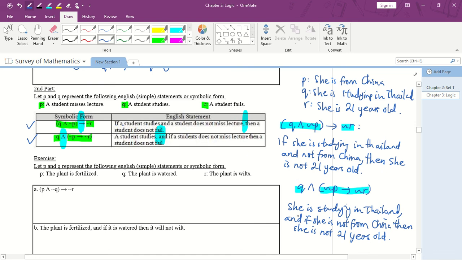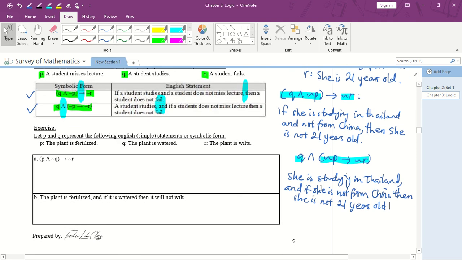It's Q. "And" means "and", but we separate with a comma because we are separating both of these. And "if she is not from China, then she is not 21 years old." The negation of P and negation of R. And we have this one, that's why we have "if" and "then". So it's kind of easy, right? Okay.